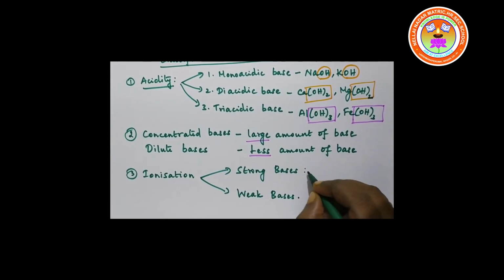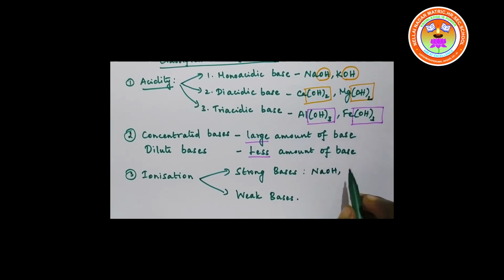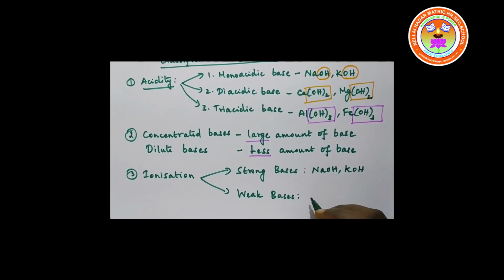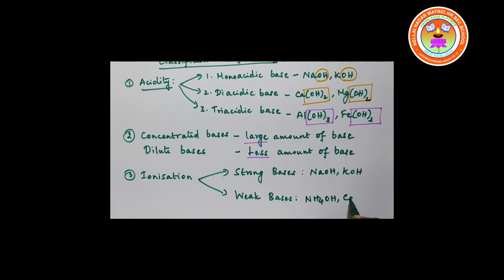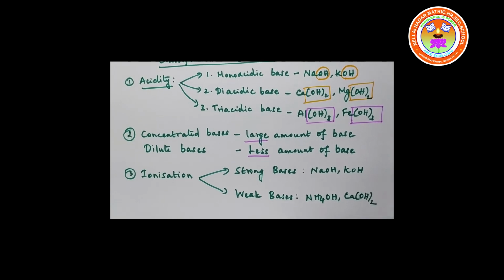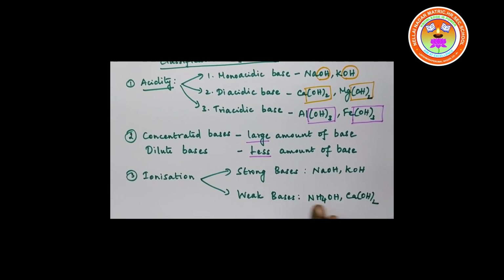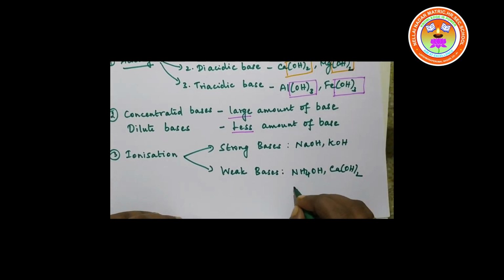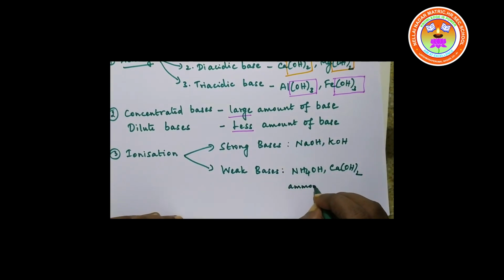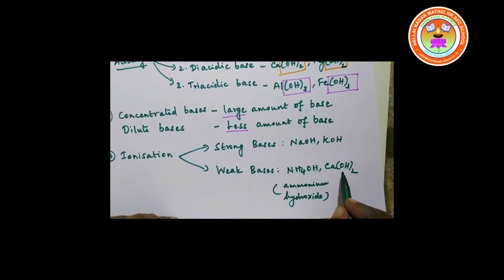Examples for strong bases are sodium hydroxide and potassium hydroxide. For weak bases, examples are ammonium hydroxide and calcium hydroxide. Okay, children. What is this compound called? It is ammonium hydroxide. What is this compound called? This is calcium hydroxide. Okay.